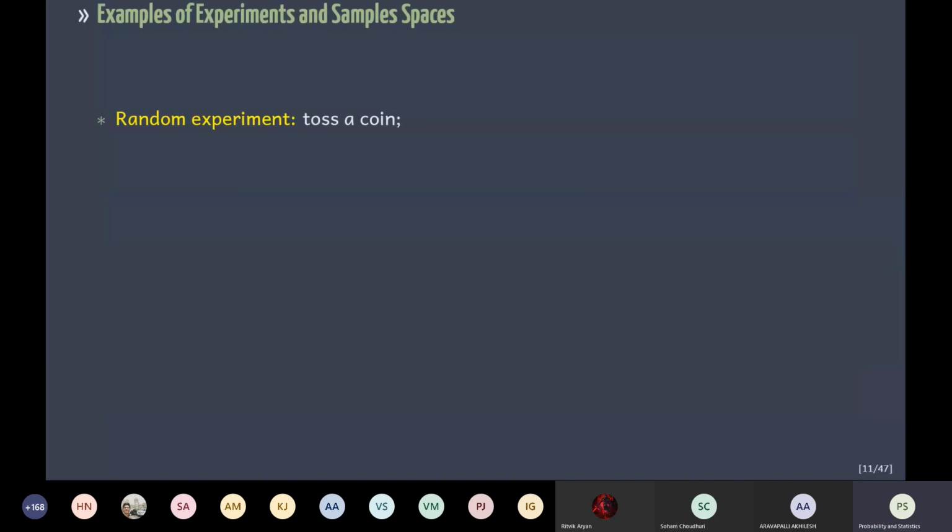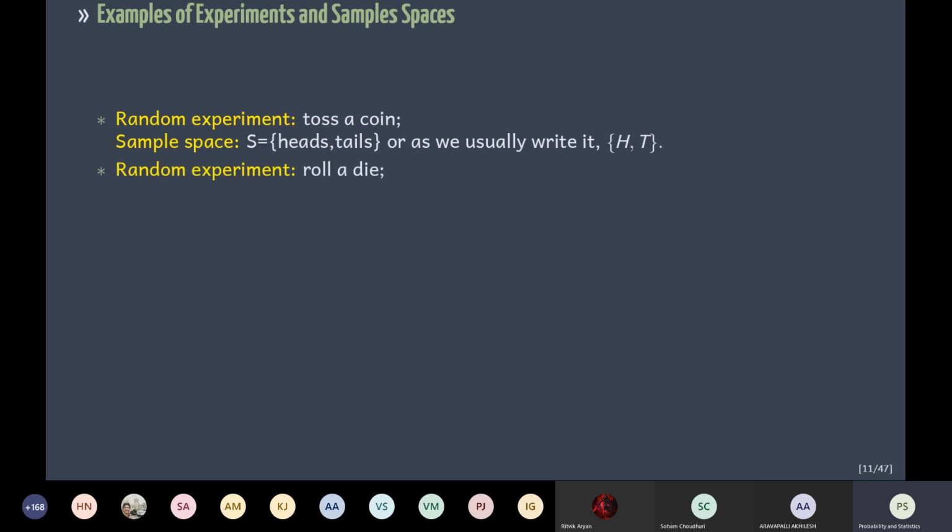Let us see some examples. A random experiment could be a toss of a coin. Like I said, the sample space in this case is heads or tails. We can usually write it in short form as H comma T. Another random experiment is where you roll a die. Since the die in this case is assumed to be six-sided, the sample space is the possible outcomes that you can expect. So this will be 1 or 2 or 3 or 4 or 5 or 6 facing upwards.